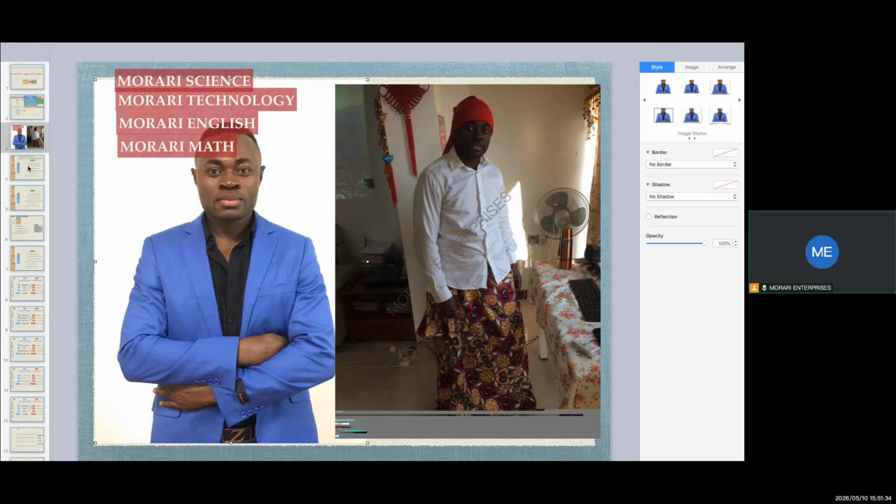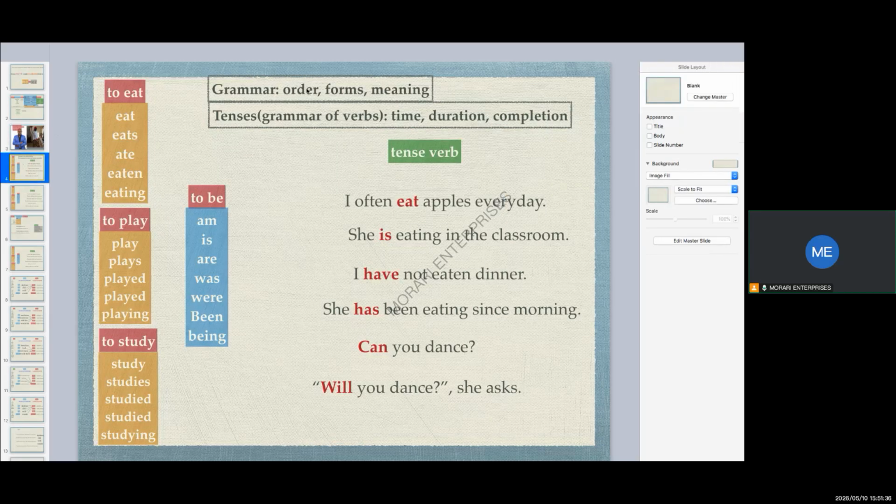Now let's go. Today we're introducing grammar. Grammar is just the order and the forms of words and the way we arrange them to make meaningful sentences. And tenses is just the grammar of verbs. Sometimes our tenses will show time, they will show duration, like in the continuous or progressive tense, and also completion, like in the perfect tense. Now, those are technical words, but we want to present an engineering approach to learning this, okay?